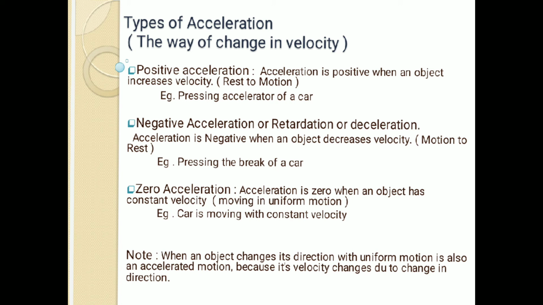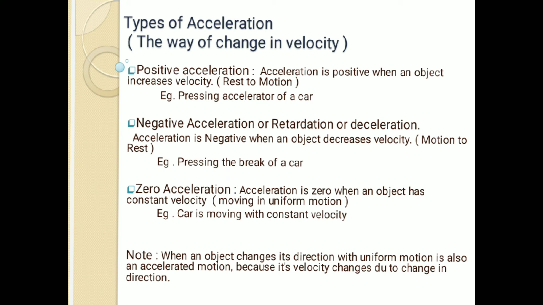So if velocity increases, what happens? Velocity decreases, what happens? Velocity is constant, what happens? What kind of acceleration can we call it? So first is positive acceleration. Positive acceleration means acceleration is positive when an object increases its velocity. If an object increases its velocity, acceleration will become positive. If an object comes from rest to motion, we can call it a positive acceleration.